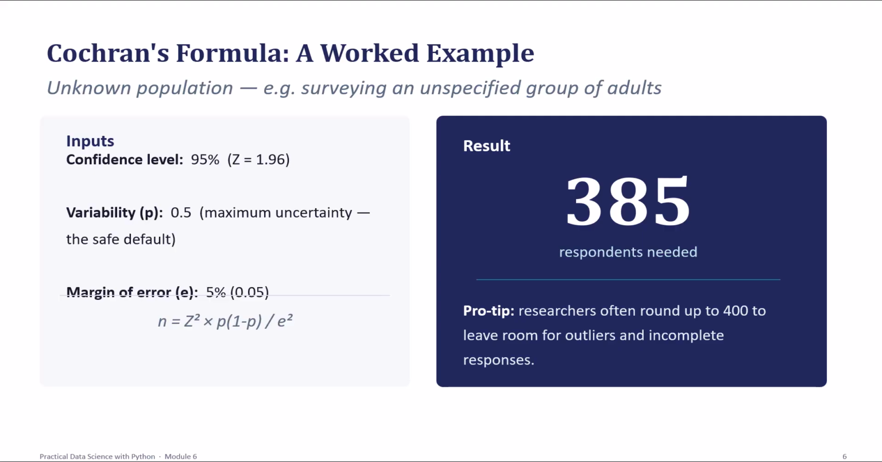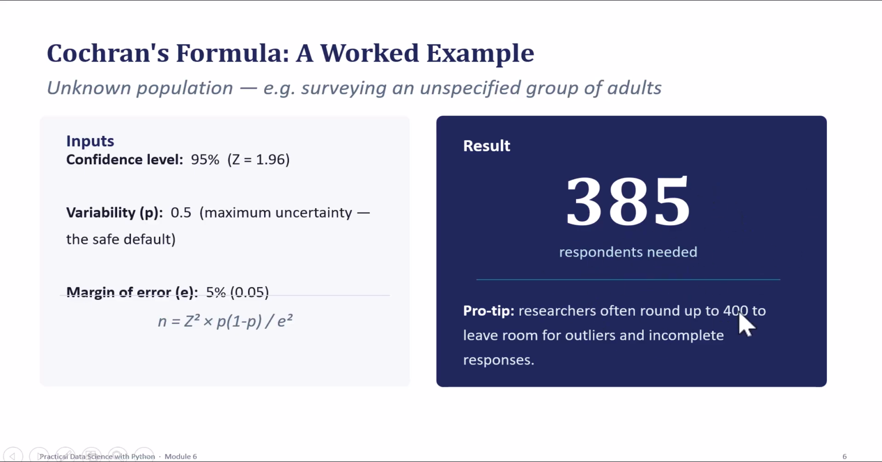Okay, generally the margin of error is 0.05. So we can apply the formula here. Our n, our sample size, is equal to z squared times p times (1 minus p) over e squared. So this is our formula. You just supply these values here and you get our result, 385. Respondents needed: we need 385 people.